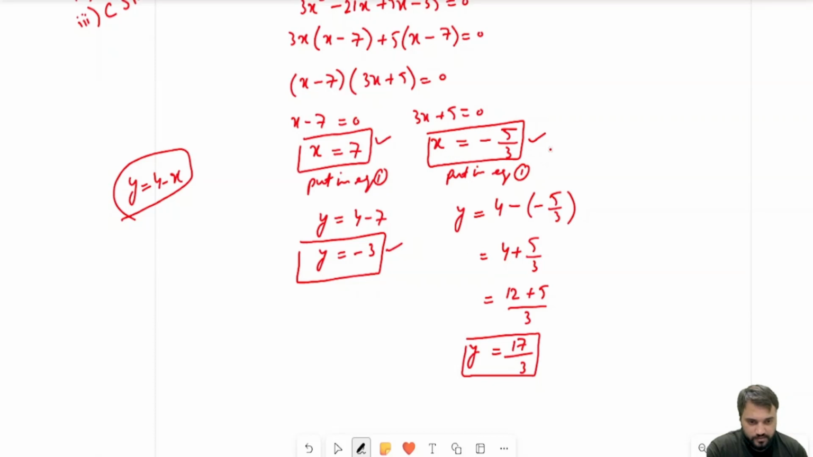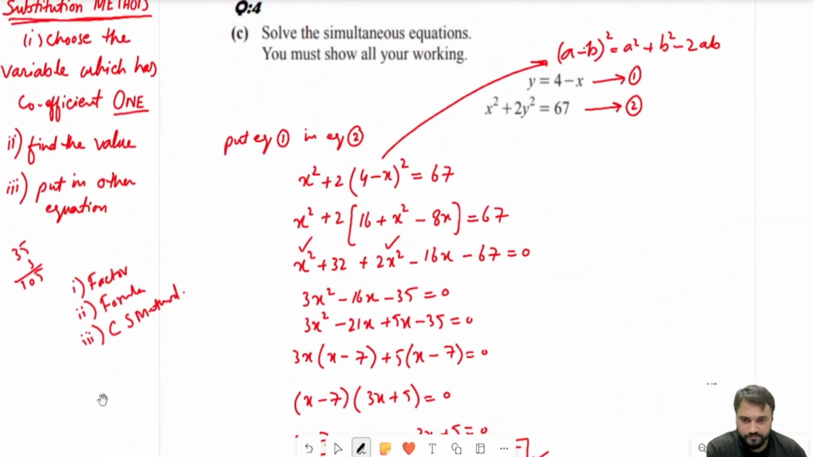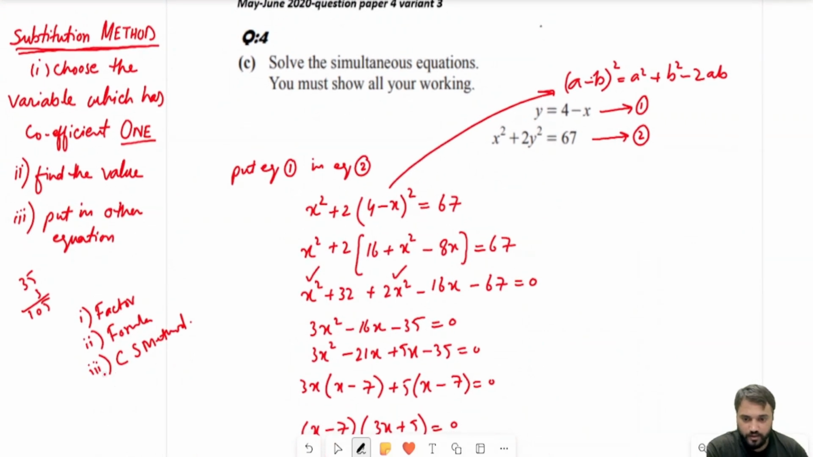So these are the answers, and how can you tell these are correct or not? You can verify. Use your calculator and choose one of the equations and see if it's correct or not. I have already verified it. Both answers are correct.